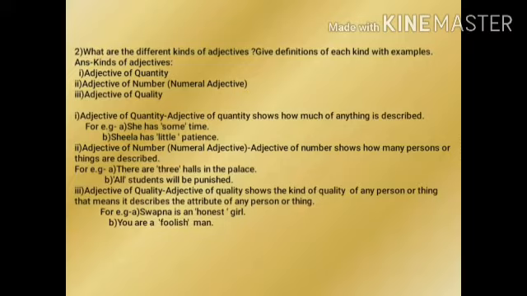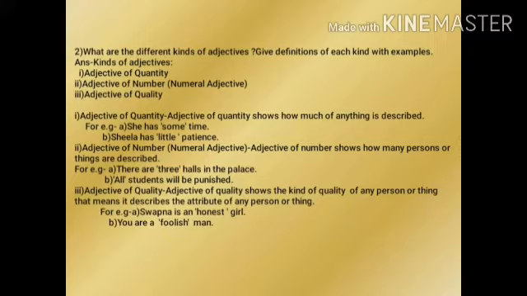Now number 2, adjective of number. That means numeral adjective. Adjective of number shows how many persons or things are described. For example, there are 3 halls in the palace. So here 3 is the word which is showing us the number of halls in the palace. Number B, all students will be punished. So all is the word that is saying us that how many students will be punished.